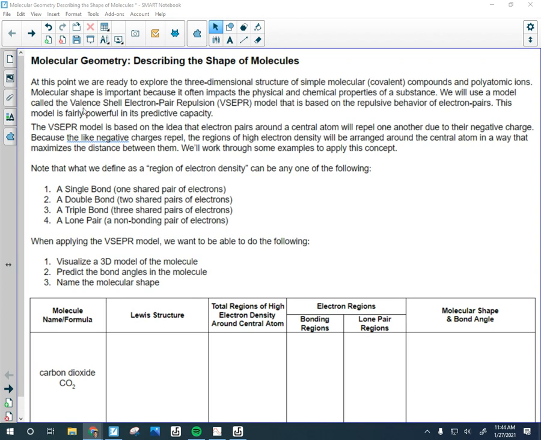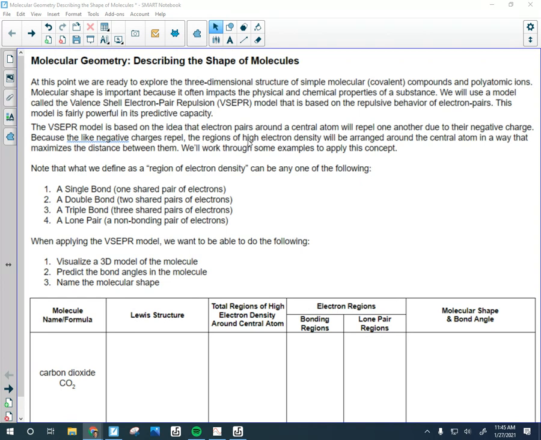So if we break it down, valence shell is just referring to outermost electrons, right? Valence shell means those that are involved in bonding, those that show up in a Lewis structure. And then electron pair repulsion means that anywhere we have an electron pair in our structure, those electron pairs are going to repel or be pushed apart because they're negatively charged. So anywhere we see a pair of electrons, whether it's in a bond or in a lone pair or non-bonding pair, we want to think of them as repelling and pushing each other apart. We've talked a little bit about this, but we haven't gotten into the details that we'll look at today.